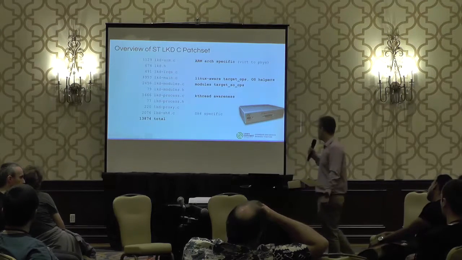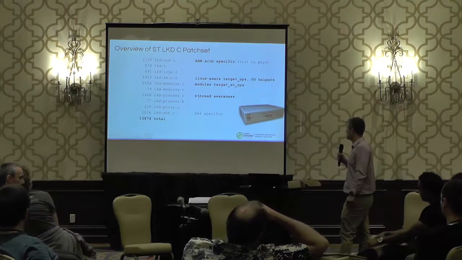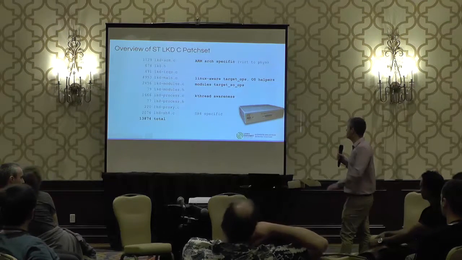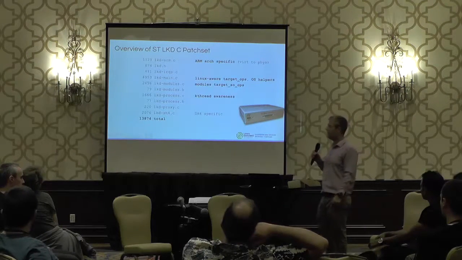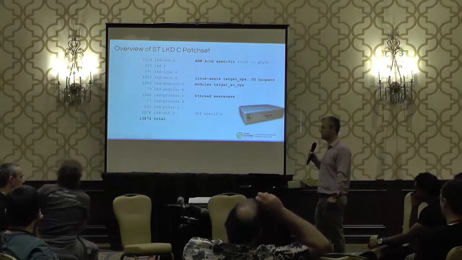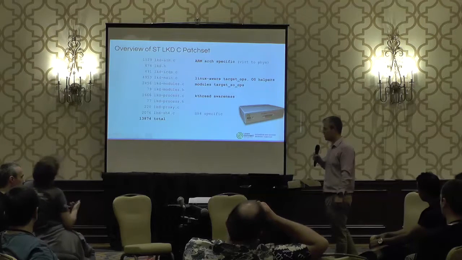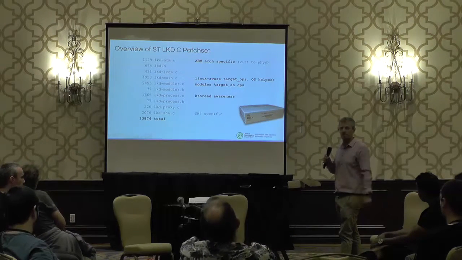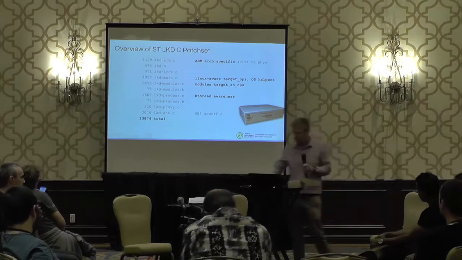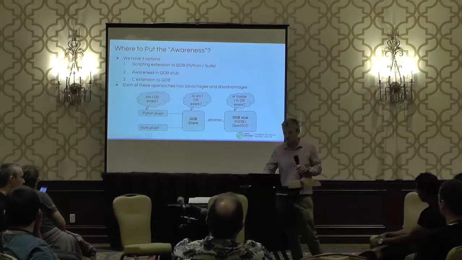So it's a quick overview of the patch set. It's about 14,000 lines of code, and it's all self-contained, in separate files to the rest of GDB. So to get it upstreamed, it needs quite a lot of reworking and breaking down into small bite-sized chunks.